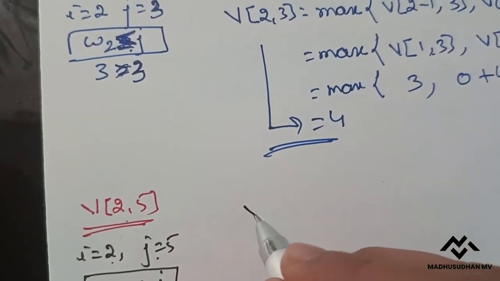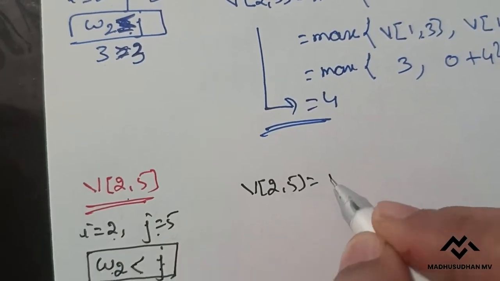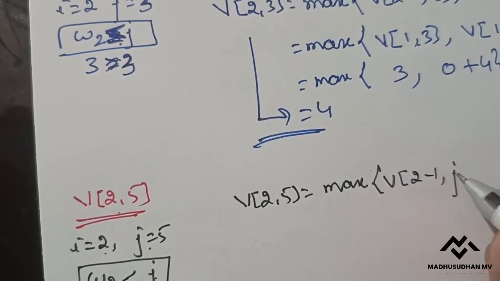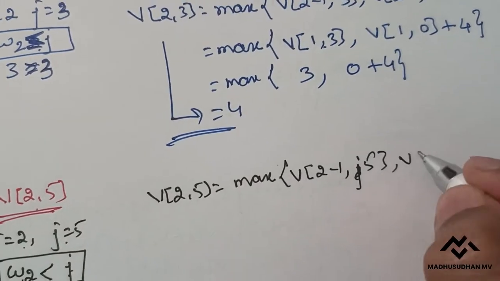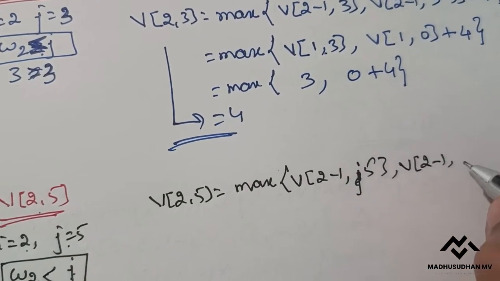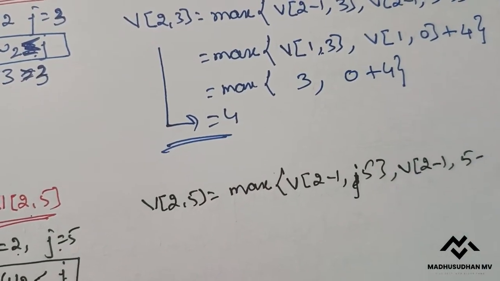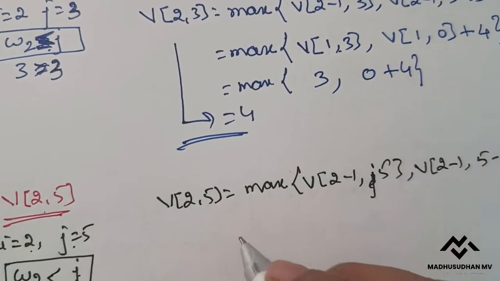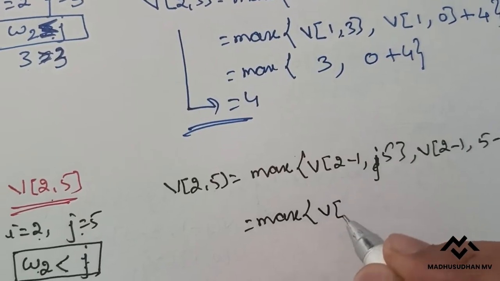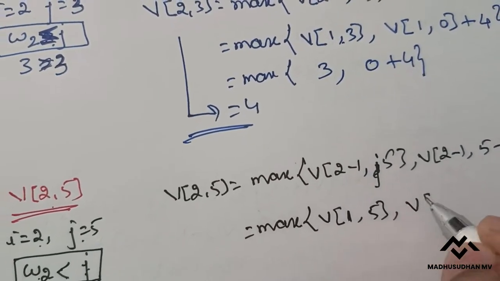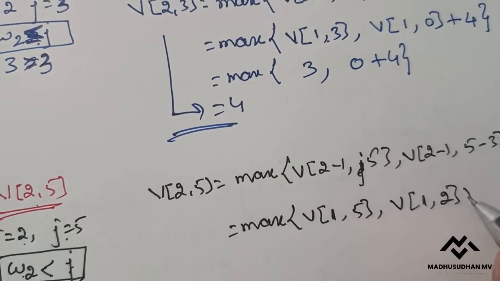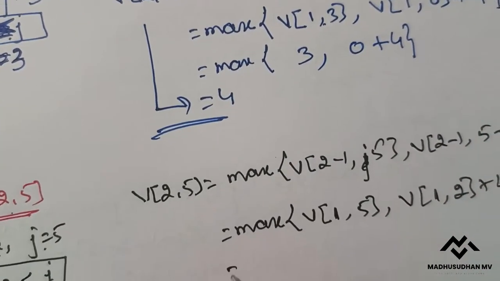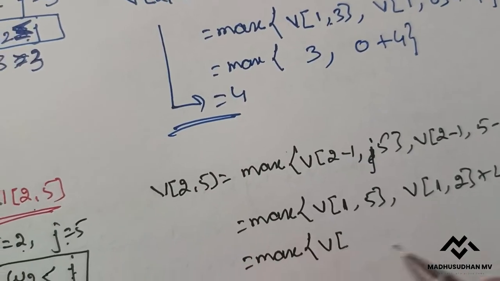Since it is less than J, I have to use V of 2 comma 5 is equal to the maximum of V of I minus 1 comma J, where J is 5, comma V of I minus 1 comma J minus Wi, where J is 5 and W2 is 3, plus the profit of the ith item, where I is 2. So this is the maximum of V of 2 minus 1 comma 5, V of 2 minus 1 comma 5 minus 3, that is 2, plus the profit of the second object, which is 4.